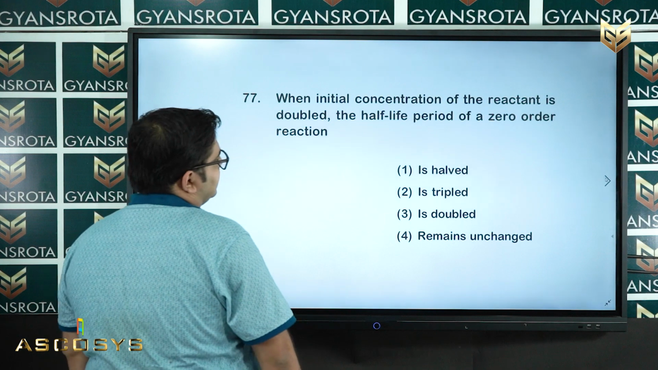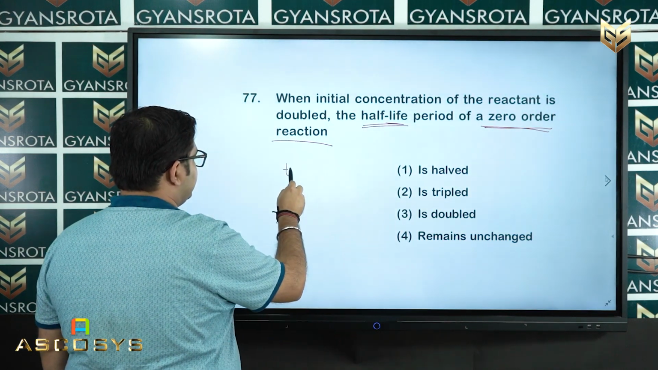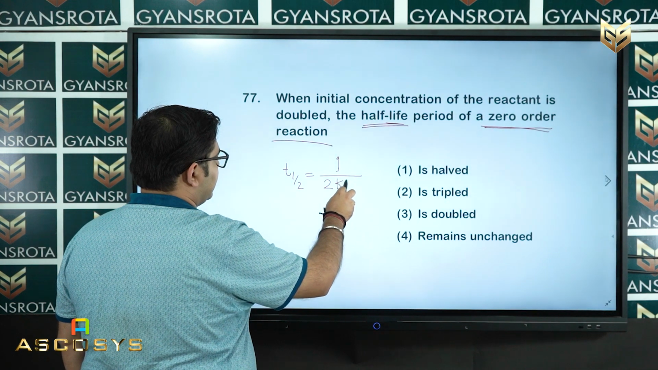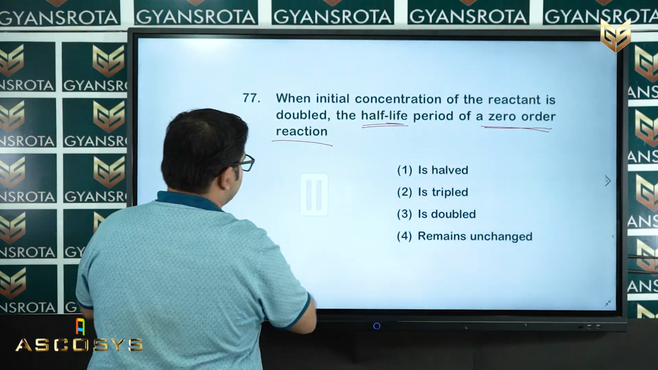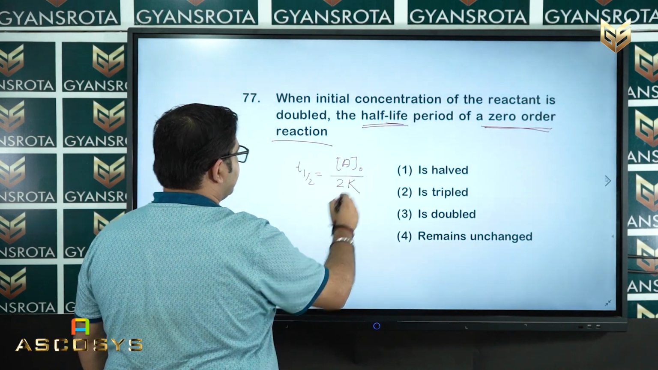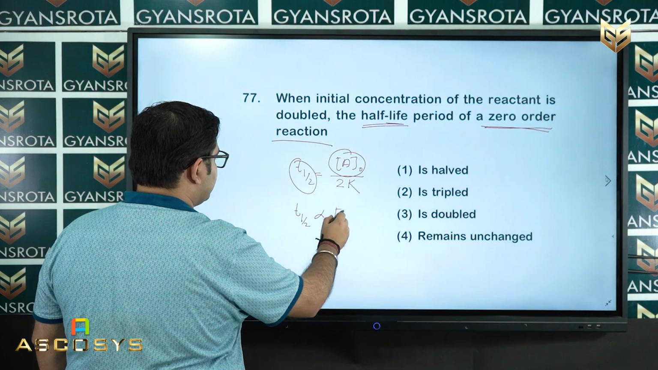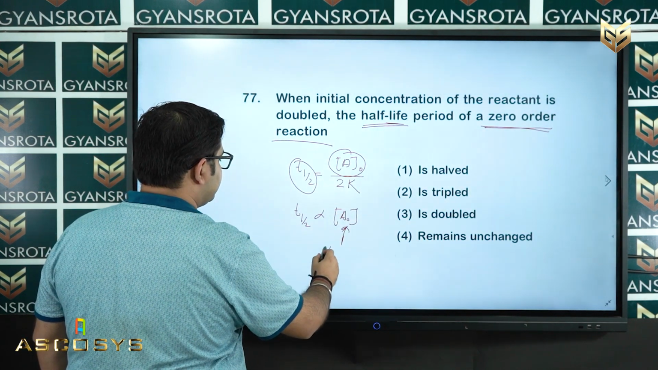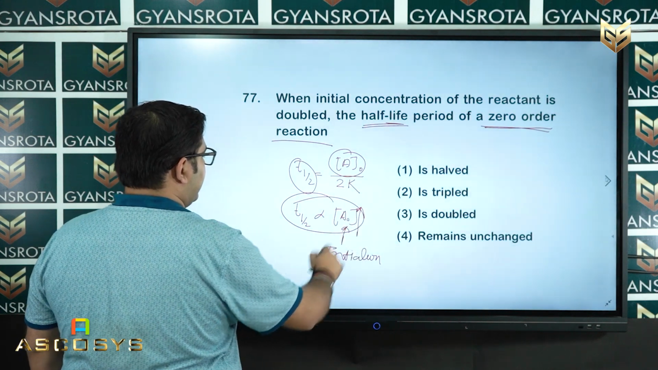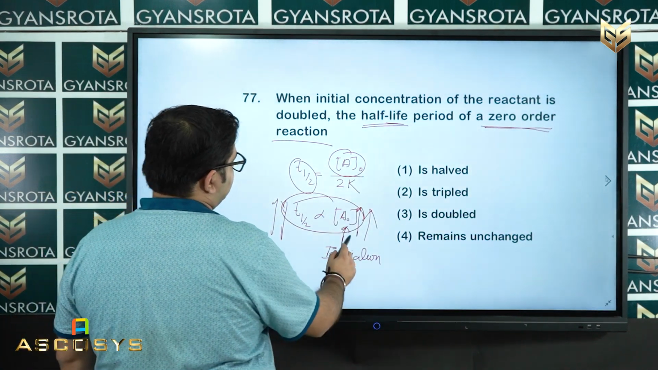Okay. So, they mention here the zero order reaction, and they are giving you the half life period. So, we know the T half for a zero order reaction is T half equals A naught by 2k. Okay, if you see here, T half is directly proportional to A naught, and A naught is nothing but the initial concentration. So, if I double this initial concentration, my T half is also doubled.